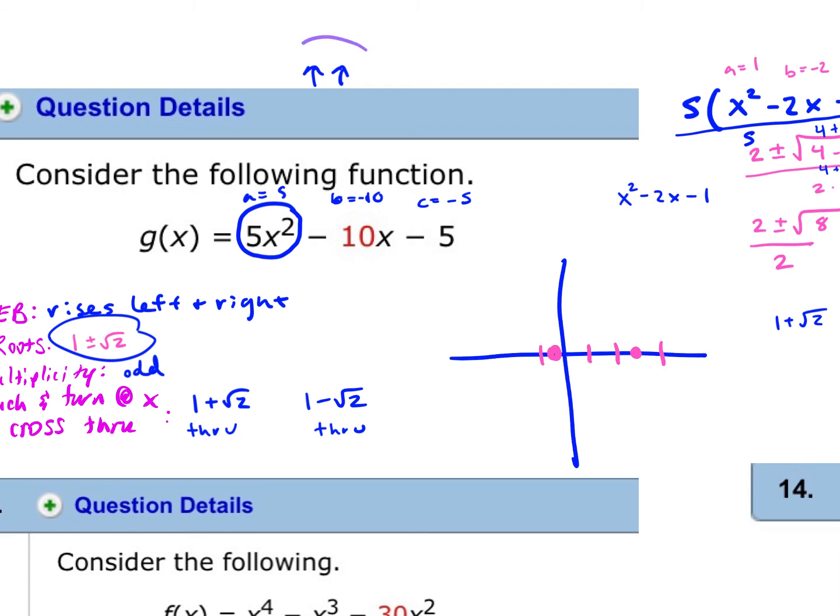And my end behavior I said was up and up. So I'm going to go up, and at the points I just go through. So my graph kind of looks like this.